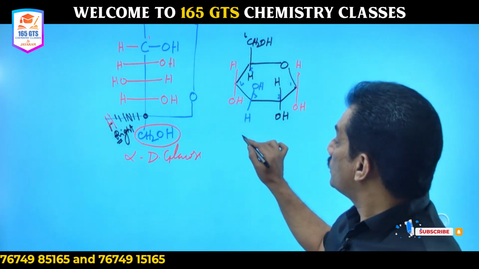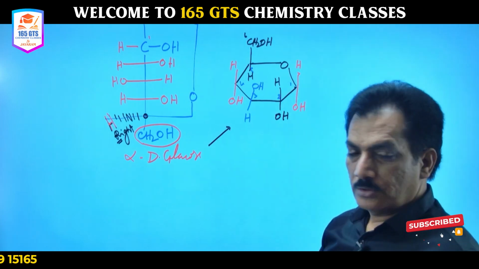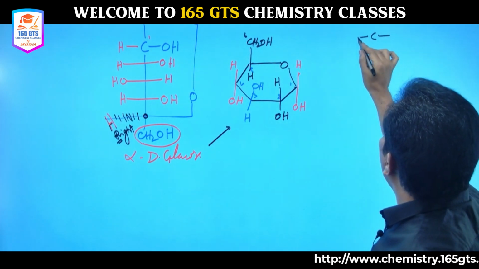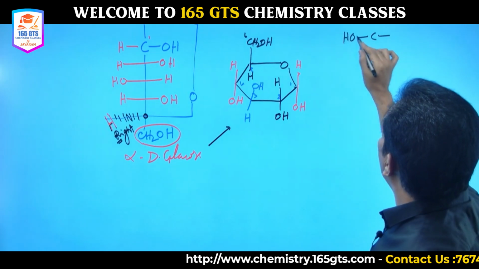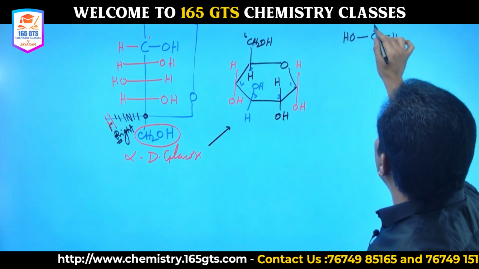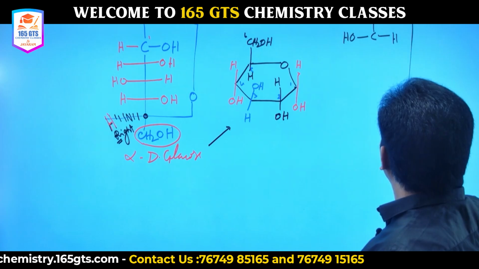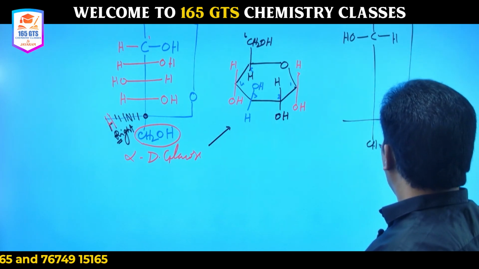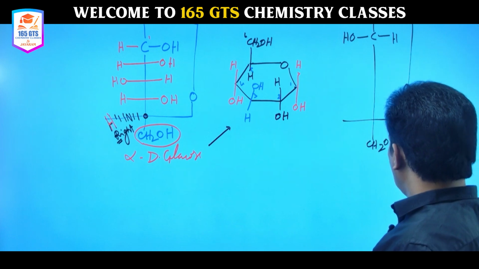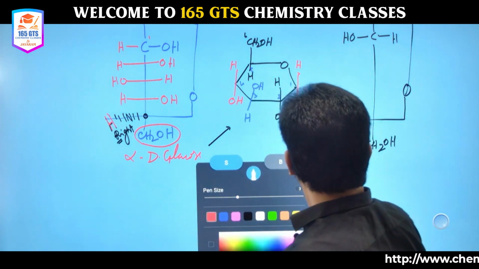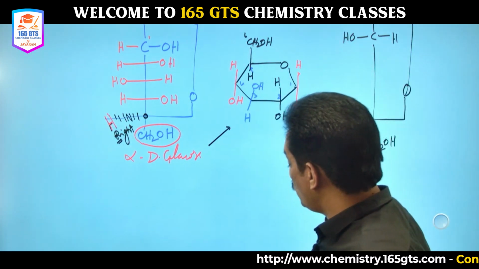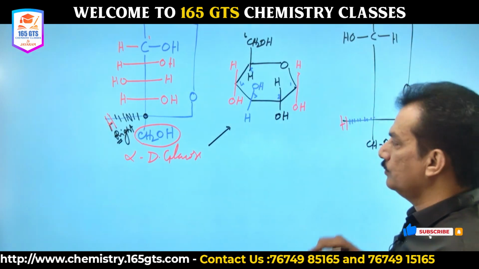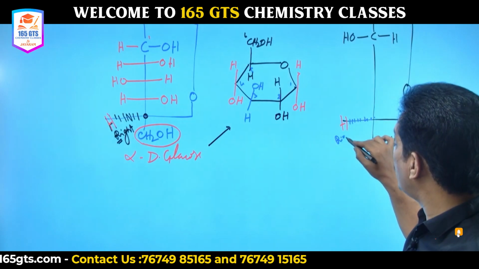This is the Haworth structure of alpha D glucose. Now coming to beta D glucose, where OH is on the left side on the first carbon. All the remaining is similar to that of alpha D glucose. Here also, again, remember this hydrogen is supposed to be present on the right side. It is always on the right side, you remember.